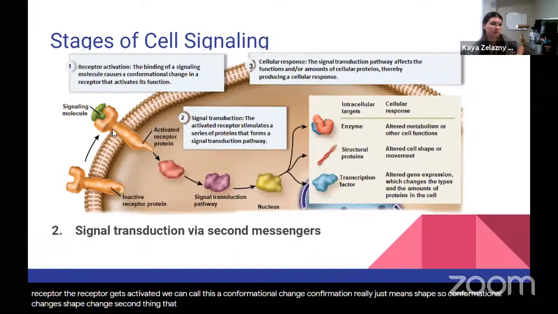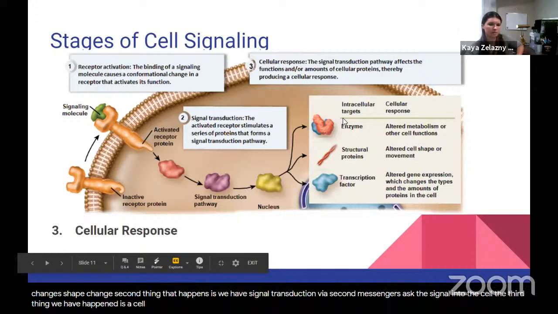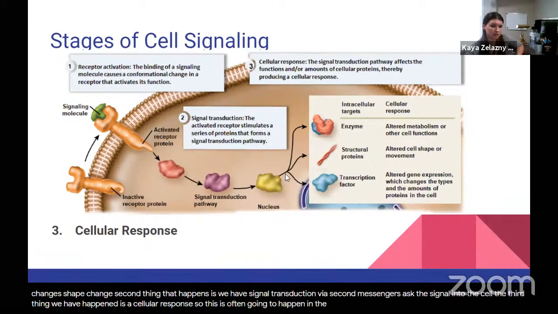The second thing that happens is signal transduction via second messengers. So these other molecules pass the signal into the cell. The third thing that happens is a cellular response. So this is often going to happen in the nucleus, right?